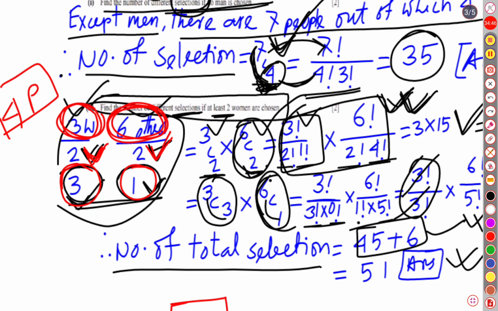Then for 3, if we choose 2 from 3, we have written 3 choose 2. Then if we choose 2 from 6, we have written 6 choose 2. Then we have written, as you know how to do this, if we choose 3 from 3, 3 choose 3. And we have chosen 1 from 6, so 6 choose 1. And the calculation has been done. I think you are now more comfortable than in the previous case. So let's solve some more questions.